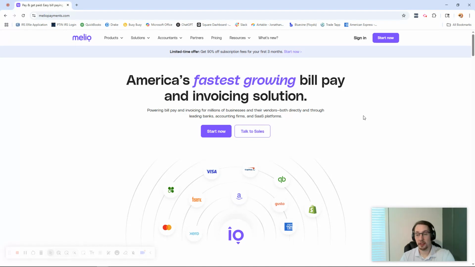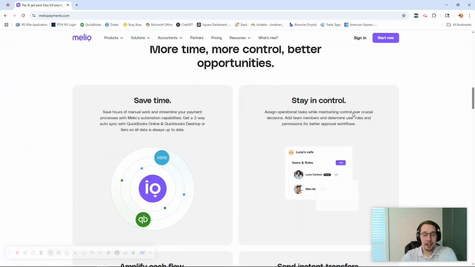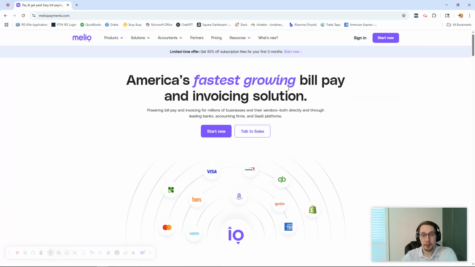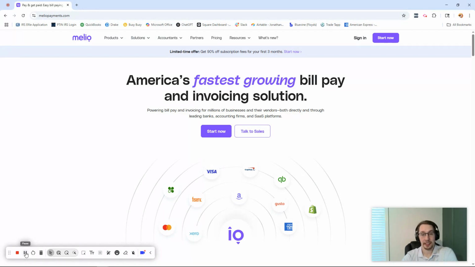So one of the things I just mentioned a couple minutes ago is I like free stuff. And I promise I'm not trying to pitch this, but you can send ACHs for free. And you can send a lot of ACHs for free with Melio.